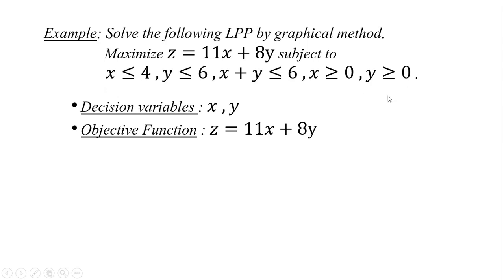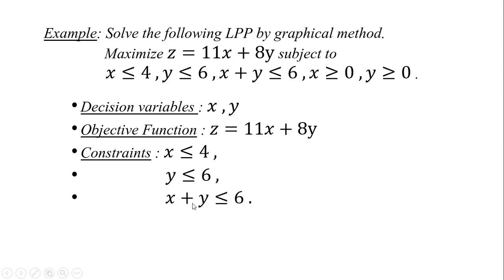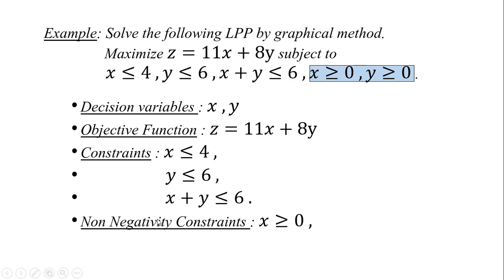under these constraints. So these constraints are x is less than or equal to 4, y is less than or equal to 6, x plus y less than or equal to 6. So these three constraints, and consider these two constraints, x greater than or equal to 0, y greater than or equal to 0. That means x is non-negative, y is non-negative. These two constraints are known as non-negativity constraints, x greater than or equal to 0 and y greater than or equal to 0.